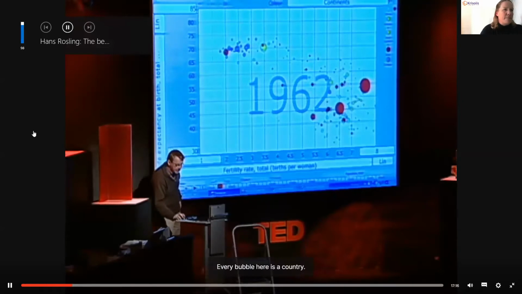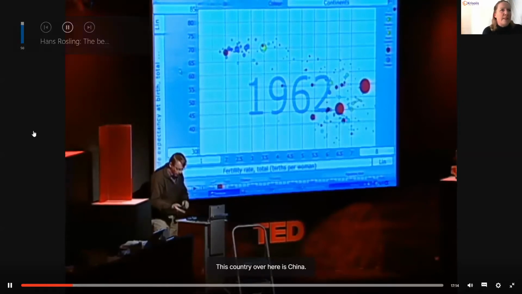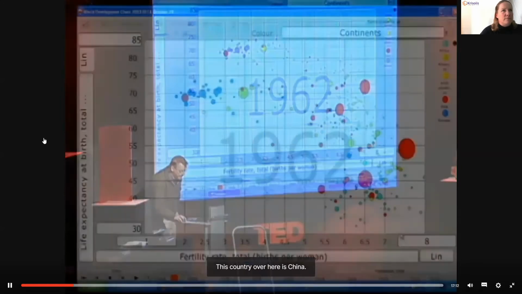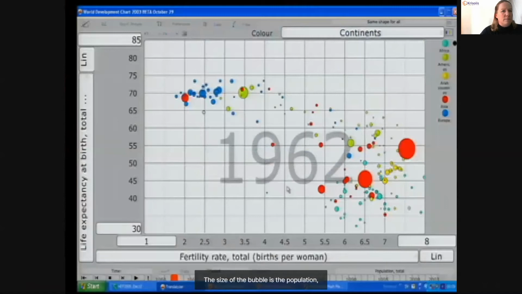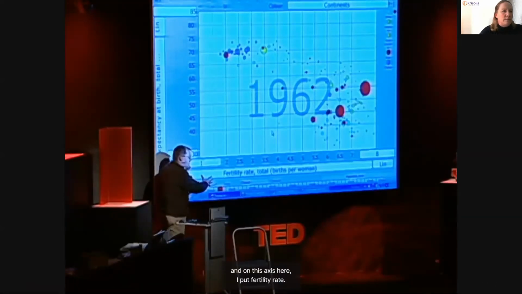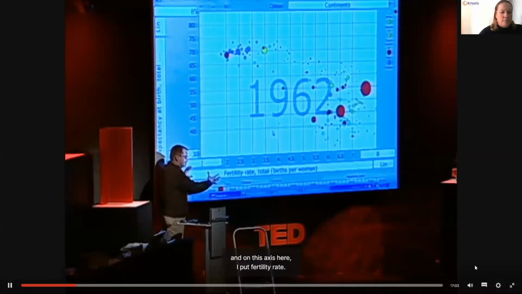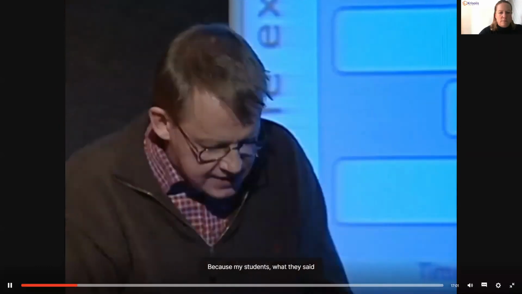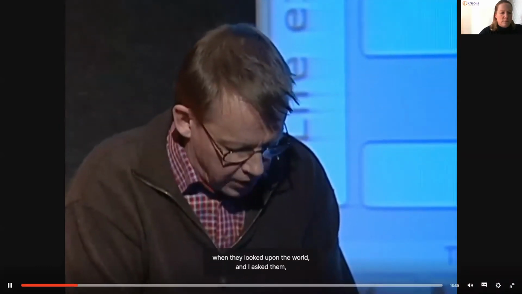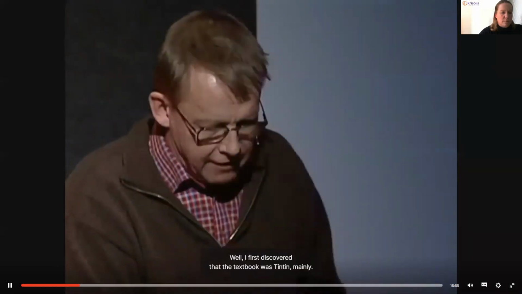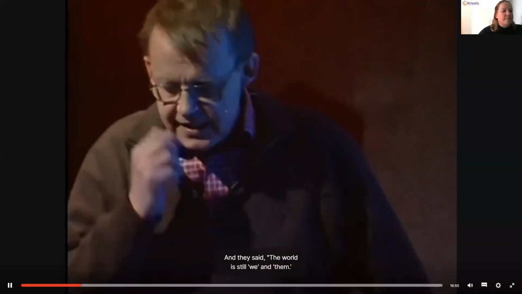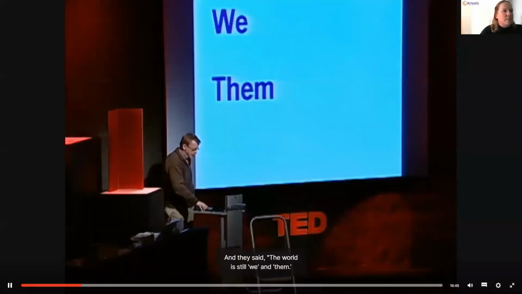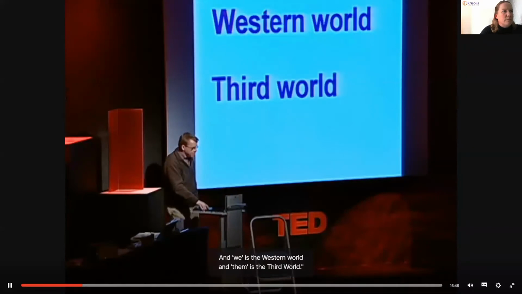Every bubble here is a country. This country over here is China, and this is India. The size of the bubble is the population, and on this axis here, I put fertility rate. Because my students, what they said when they looked upon the world, and I asked them, what do you really think about the world? Well, I first discovered that the textbook was Tintin mainly. And they said the world is still we and them. And we is Western world, and them is third world.